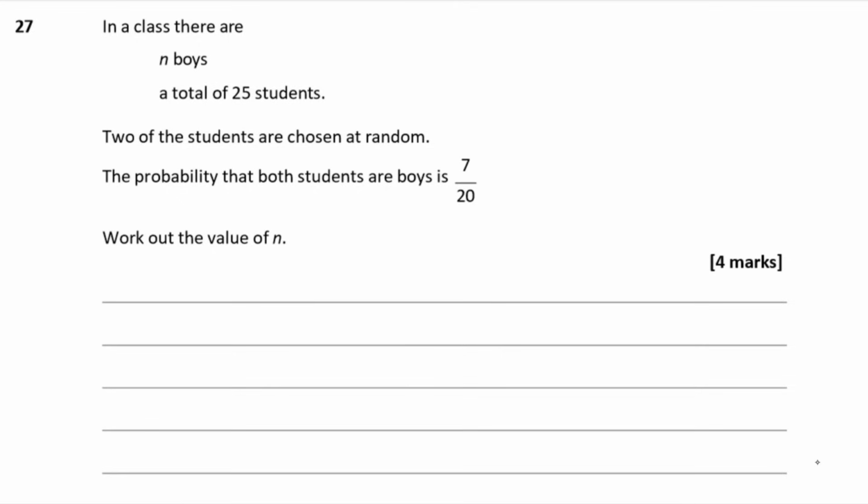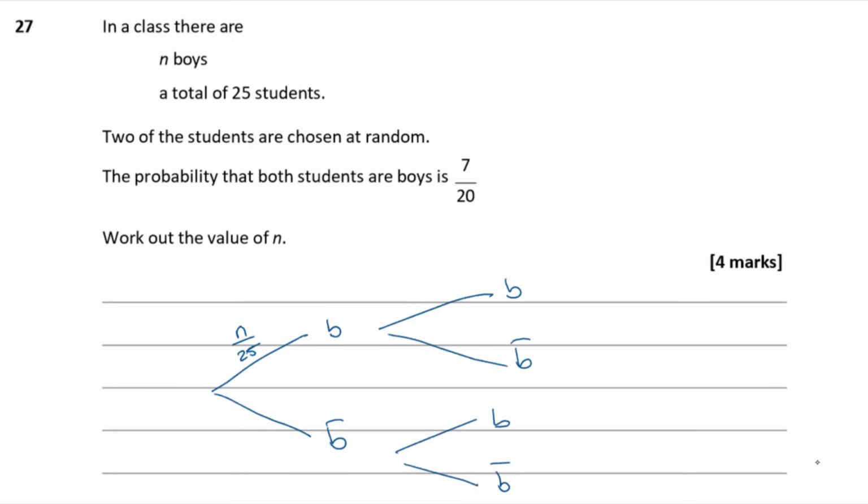Okay. Right, so a quick tree diagram to think about this. Let's say you pick a student, and it's either a boy or it's not a boy. Then if you pick a boy, you can have another choice, and it's a boy or it's not a boy, or it's a boy or it's not a boy if you chose it the other way around. Now, there are n boys and a total of 25 students, so the probability that you picked a boy first time is going to be n over 25. Then the probability that you picked a boy the second time, well, you've got one less boy to pick from, and you've got one less student to pick from, so it's n minus 1 over 24.